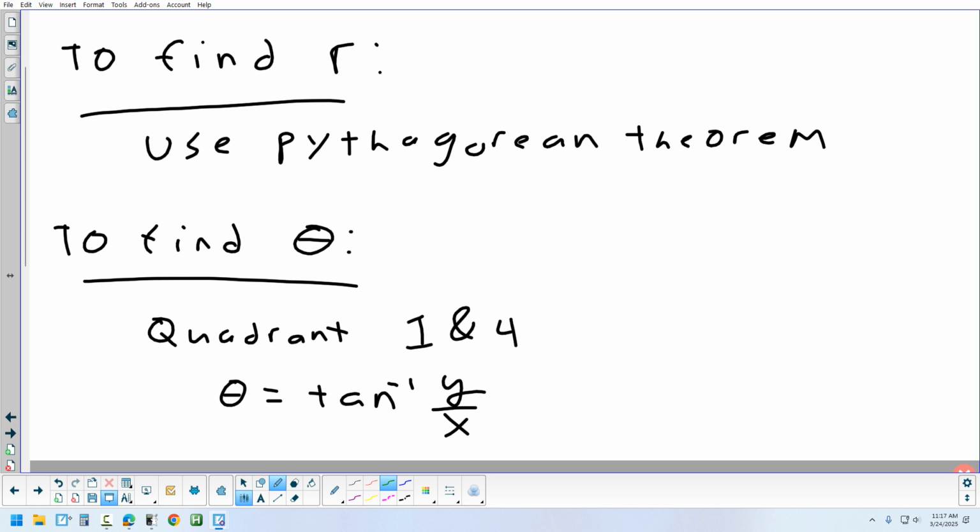And it does have to be inverse tangent of y over x. If you do x over y, you're going to be finding the wrong angle. You will be finding an angle, but it's not the one that you want. It would be the other one in the triangle, because you'd be mixing up your opposite and adjacent. So that covers quadrants 1 and 4. The Pythagorean theorem covers everywhere, quadrants 1, 2, 3, 4. Doesn't matter.